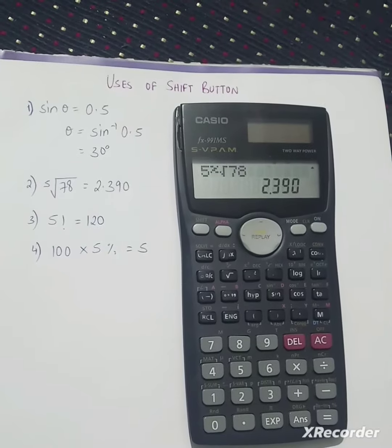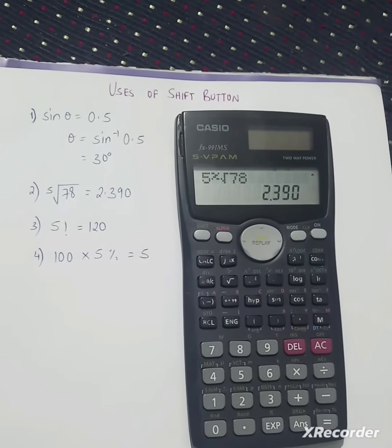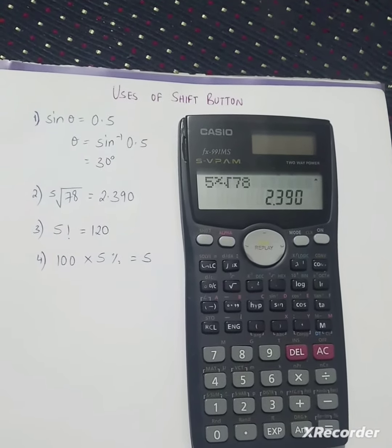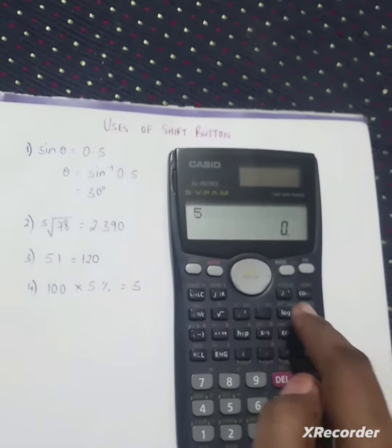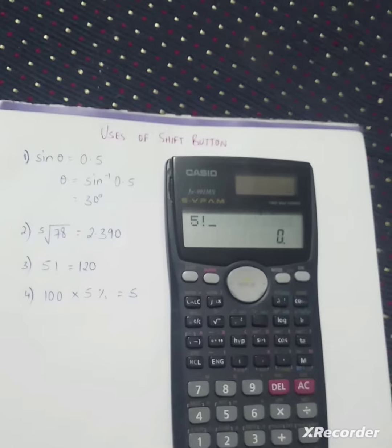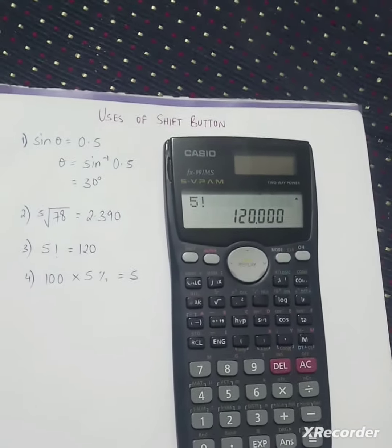Then factorial. How to find out factorial? So 5 factorial will be 5, shift, factorial button, which is equal to 120.